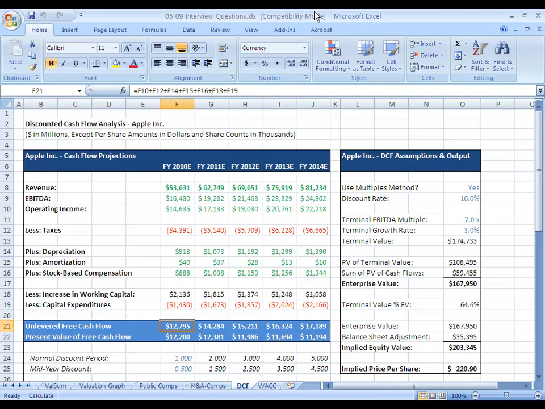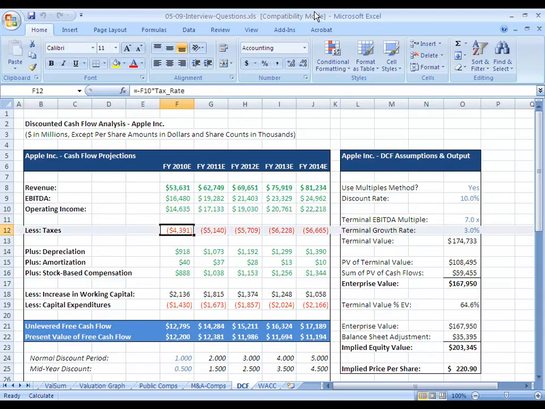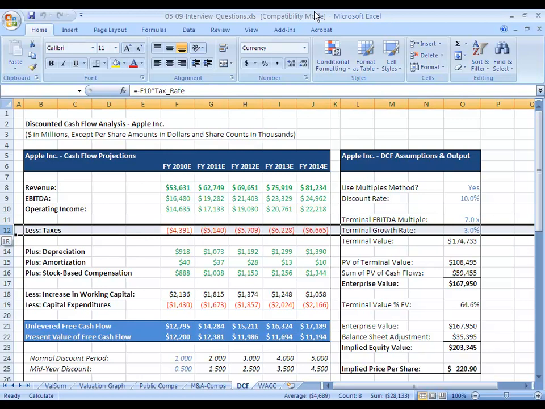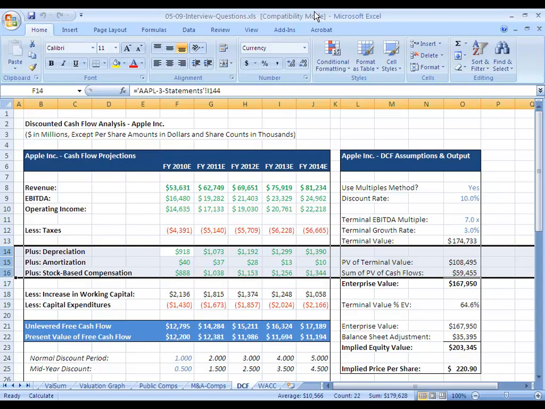After walking the interviewer through the DCF analysis itself, probably the second most common question is how do you calculate unlevered free cash flow in this analysis? So what you do there is you start from revenue, go down to operating income, and you stop there because it's unlevered, so you don't want to take into account interest income or interest expense. You multiply by the standard tax rate for the taxes, subtract the taxes, and then you add back any non-cash charges, so depreciation, amortization, stock-based comp.